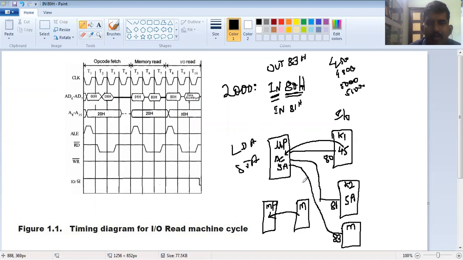Yes, Kannan, you are right. The accumulator content will be sent to address 83. At 83 a monitor is connected, so it will display 5A. Very good, Satvik. So the monitor will display 5A. I hope you all understood what the IN and OUT instructions are. Your OUT instruction is similar to your STA.